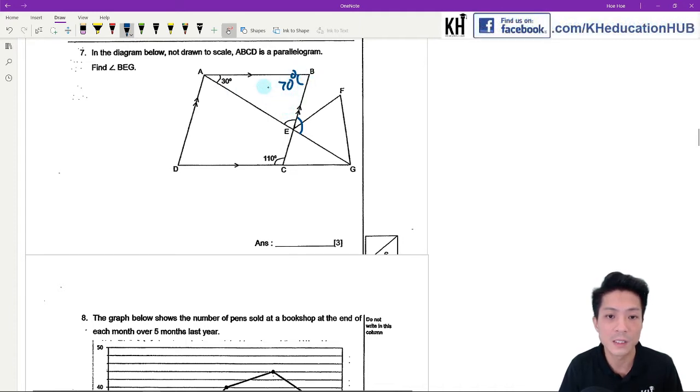Then next I can find the angle of this triangle over here. So this will be 180 minus 70 minus 30, which will give me 80. If this angle is 80 over here, that means this angle over here is 100 because of angles on a straight line. So the answer is 100.